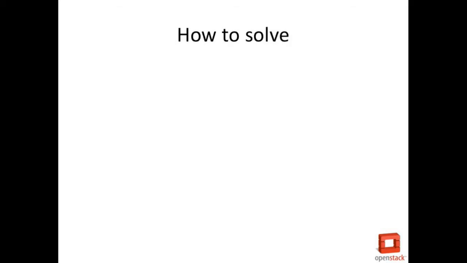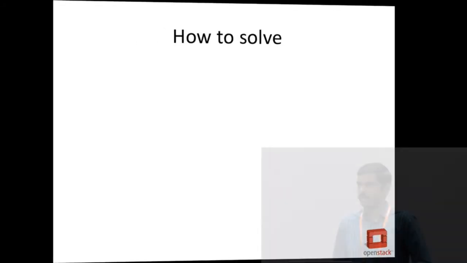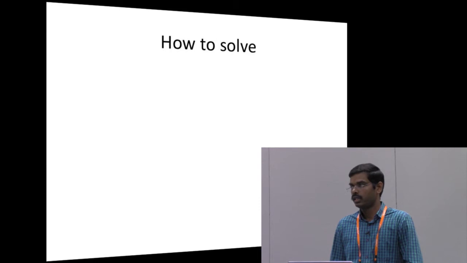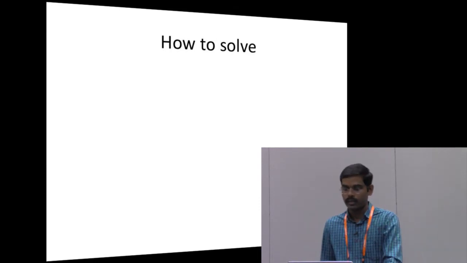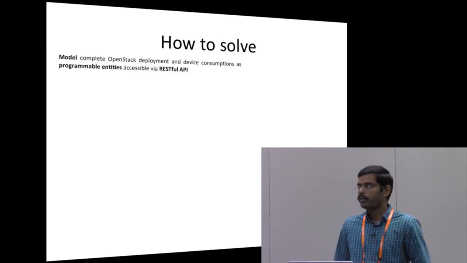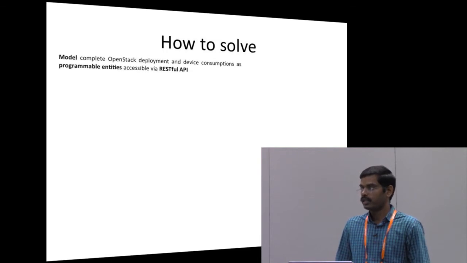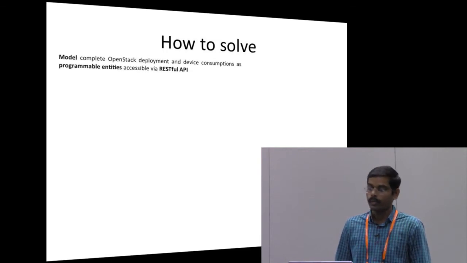So how to solve it? When we look at all of these things, it all comes down to the fact that there is no service in OpenStack today to represent the device. For instance, you can go to Nova and power on, power off, create, do whatever we want. Similarly, for volumes, you can go to Cinder. But if you want to onboard a device or put the device into maintenance state, there is no service in OpenStack. So to solve this, model the complete OpenStack deployment and whatever devices it consumes as programmable entities.